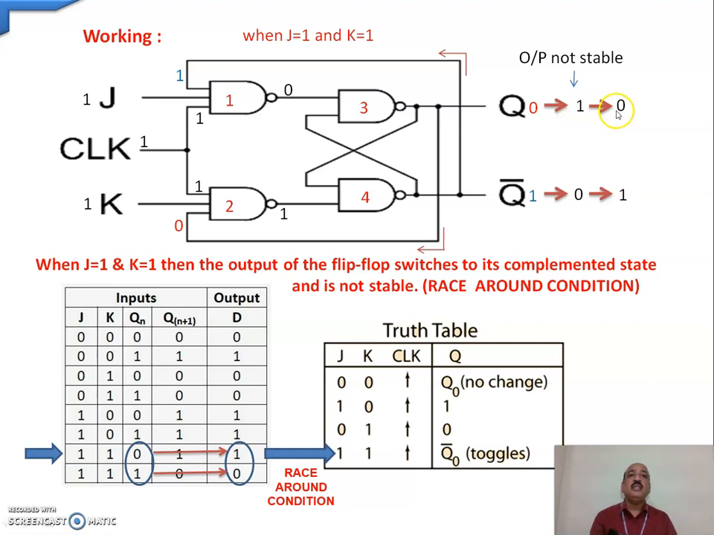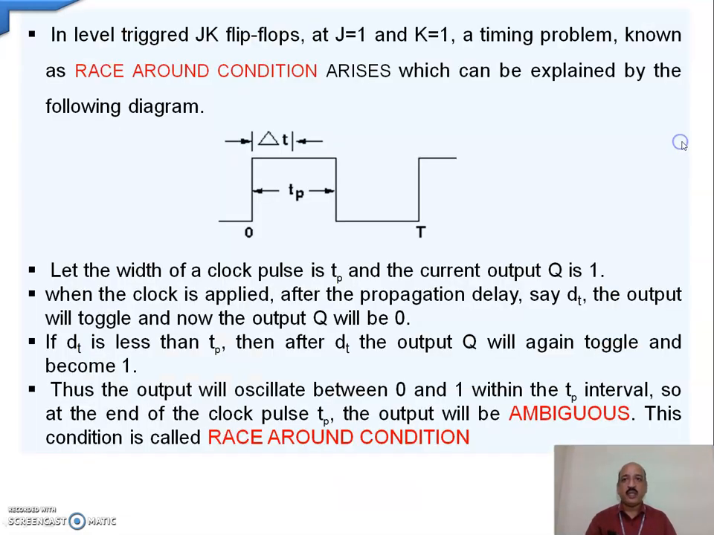This will not remain stable because of this feedback mechanism. That's why when J is equal to 1 and K is equal to 1, the output of the flip-flop switches to its complemented state and is not stable. This condition we are going to call the race around condition.